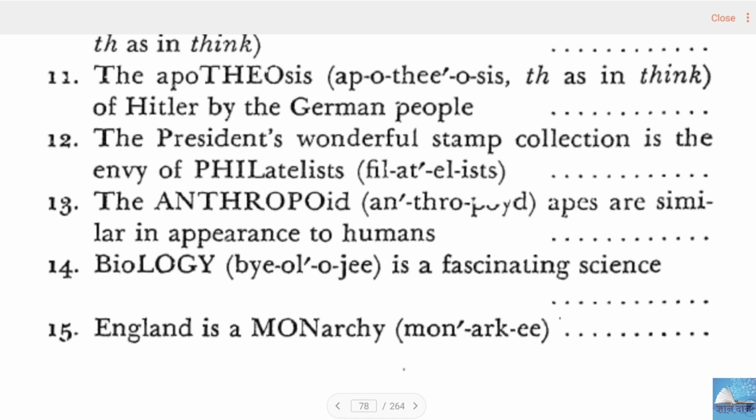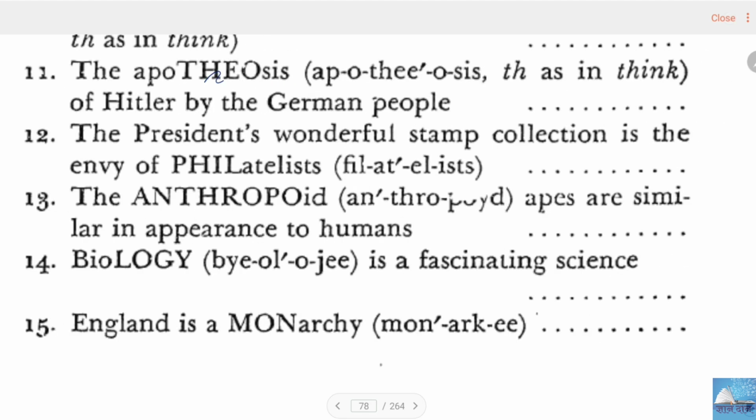Number 11. The apotheosis. Apotheosis. The th as in think of Hitler by German people. Theo means God. Raising to godhood is apotheosis.